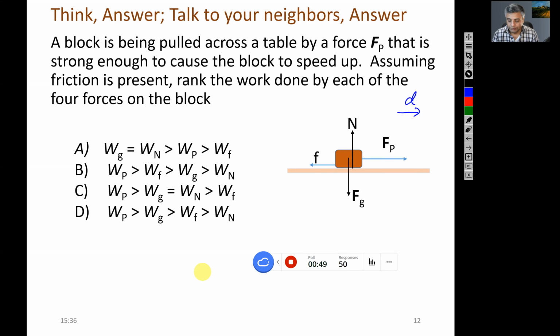Work done by normal force and force of gravity is 0 because displacement is making 90 degrees with both of those. So that means they must be equal. And work done by pull force is positive because theta is 0 for this, and theta is 180 for friction force, which means the work done is negative. So that means this must be largest and these two equal in between, and that's that. Okay, so yes, C is the correct answer in this case.